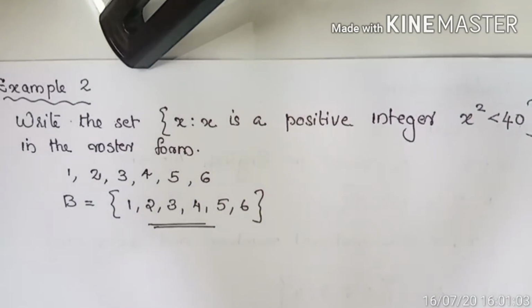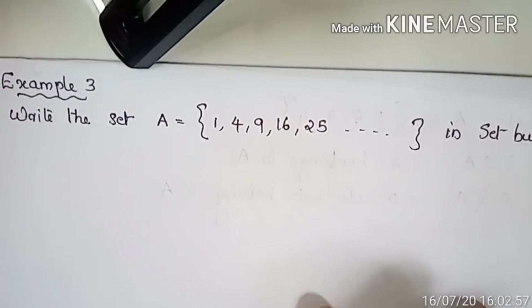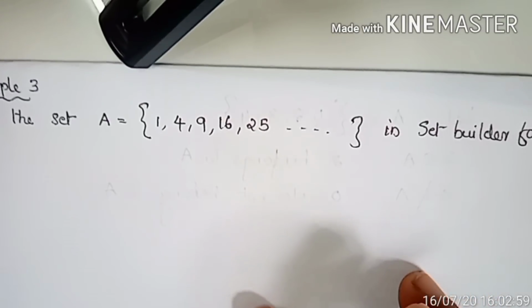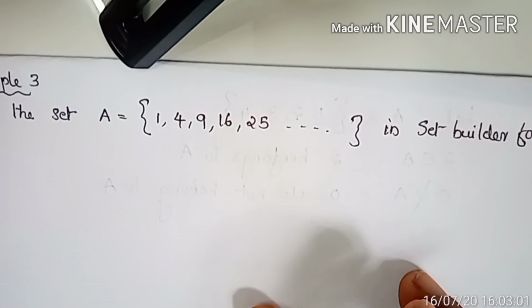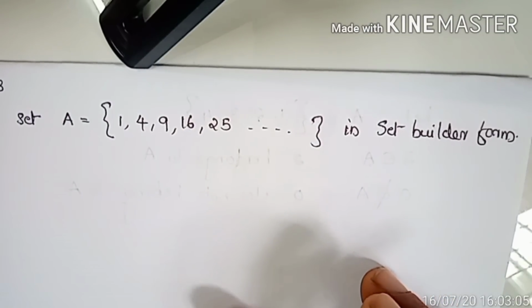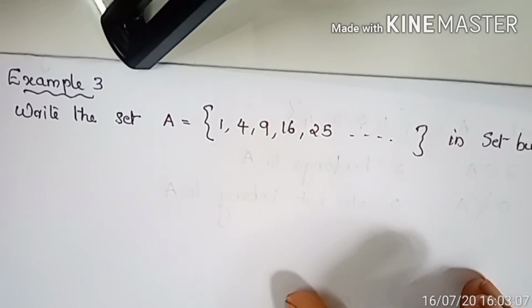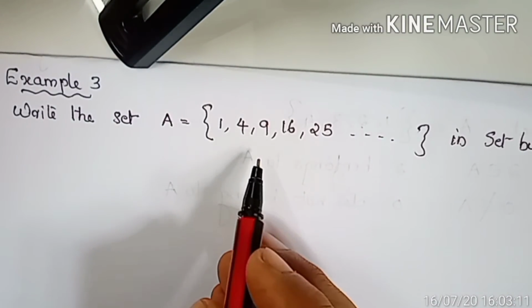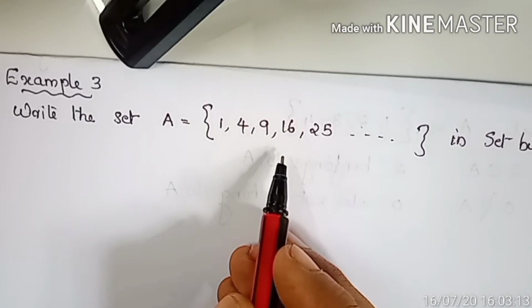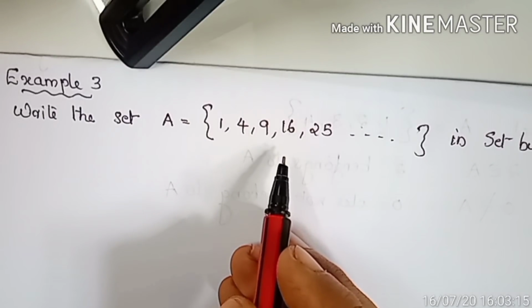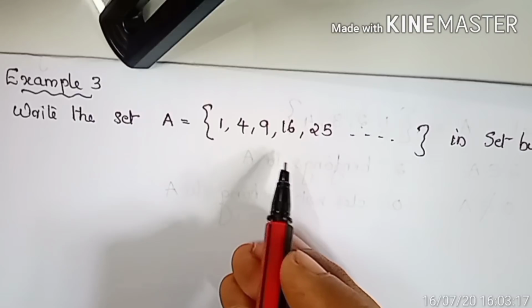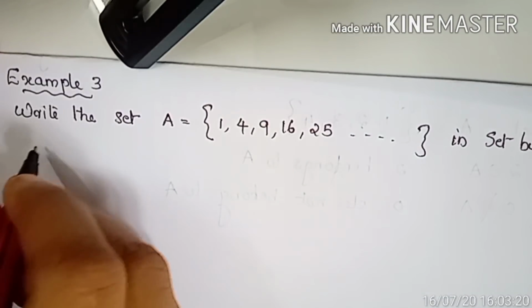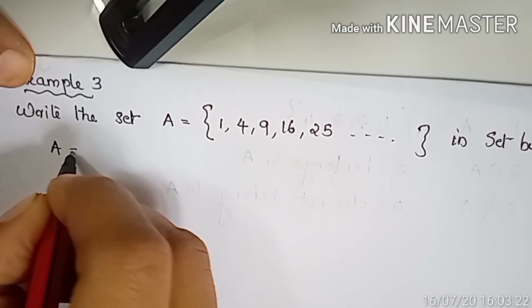This is the roster form representation of this given set. Next one, example 3. Write the set A equal to set 1, 4, 9, 16, 25, etc. in set builder form. The given set is in roster form. You want to write this in set builder form. Look at that. The numbers 1, 4, 9, 16, 25 are the squares of natural numbers.